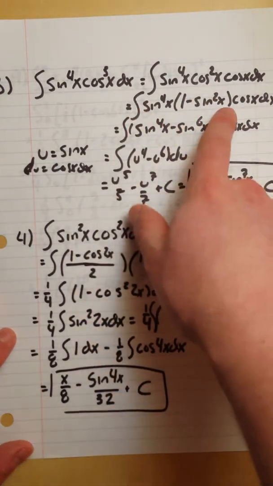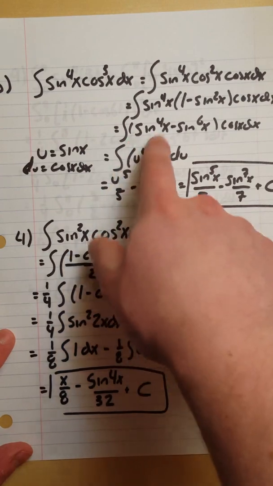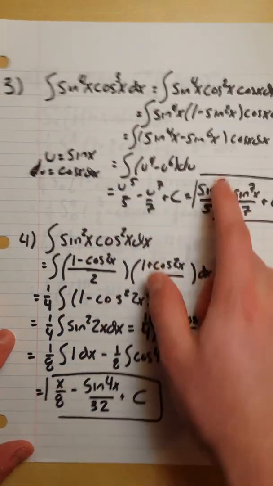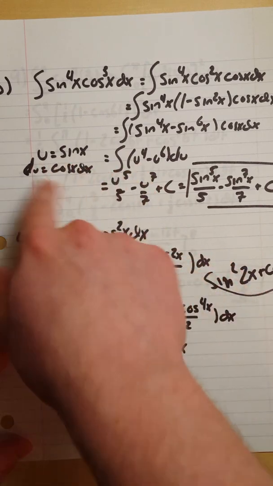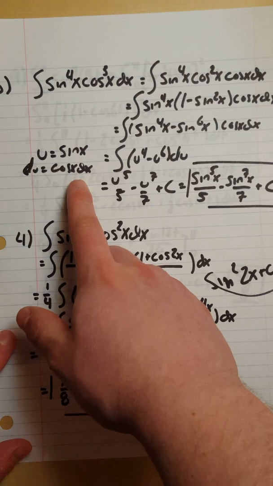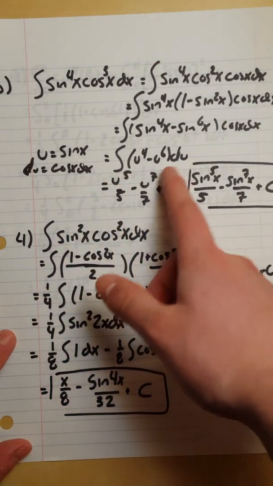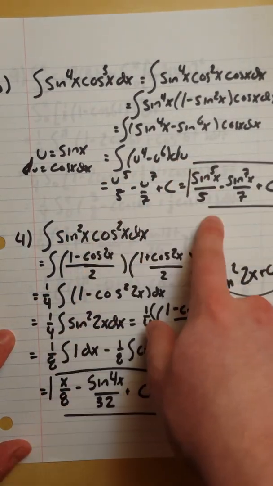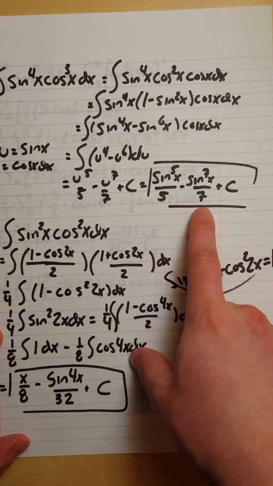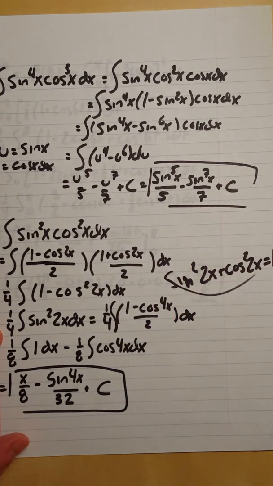You do another one of those substitutions where you end up with sine to the fourth x minus sine to the sixth x times cosine x dx. Then you do the u substitution, where sine x is u, du is cosine x dx. You get u to the fourth minus u to the sixth du. Gets you this simple integral where your final answer is sine to the fifth x over 5 minus sine to the seventh x over 7 plus c.